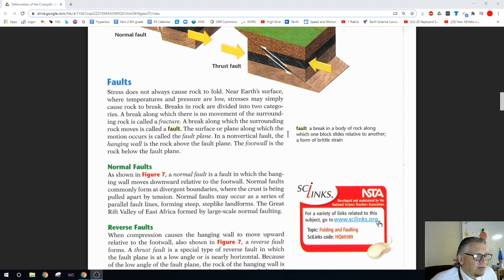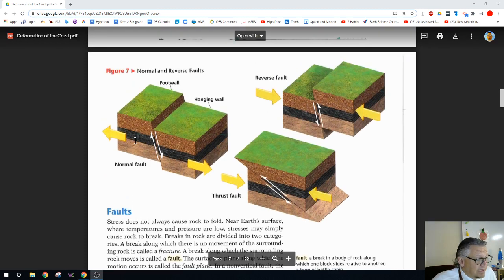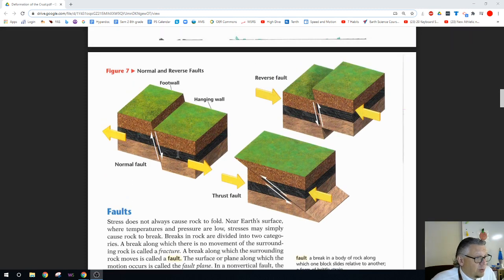In a non-vertical fault, the hanging wall is the rock above the fault plane. The footwall is the rock below the fault plane. So the footwall is here because it is below. The hanging wall is here because it is above the fault.